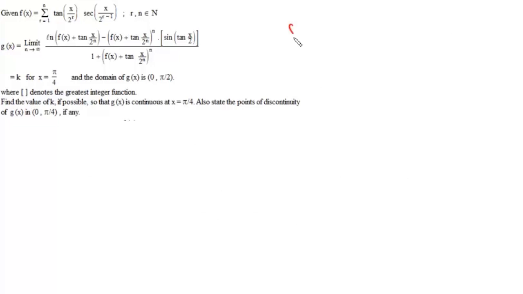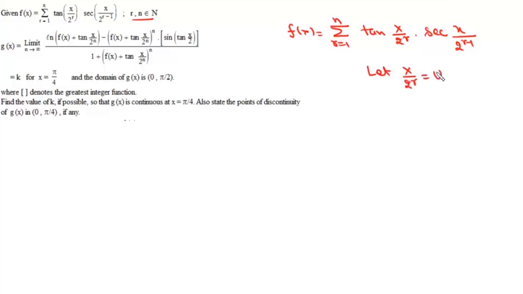Now here we are given this function f(x), which is the summation r varies from 1 to n of tan(x upon 2 to the power r) into sec(x upon 2 to the power of r minus 1), for all n belongs to N. What we'll do is first we'll simplify this. Now if we let x upon 2 to the power r as theta, then x upon 2 to the power r minus 1 will be 2 theta.